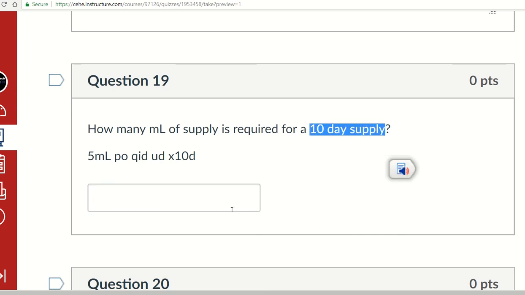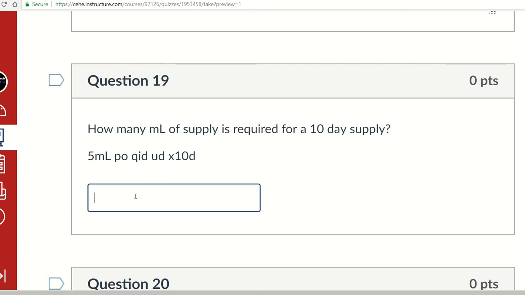Pharmacy to QS. So we figured out that we will need 200 mLs. So all you need to do is put in 200. You don't need the units. So the units are always in the question. So just the numerical value, 200. So just how many mLs per dose times how many doses in a day for how many days.